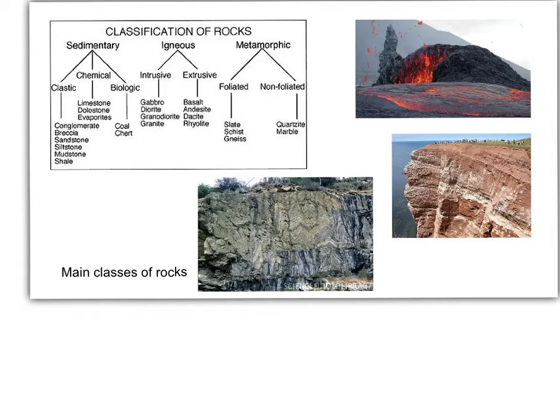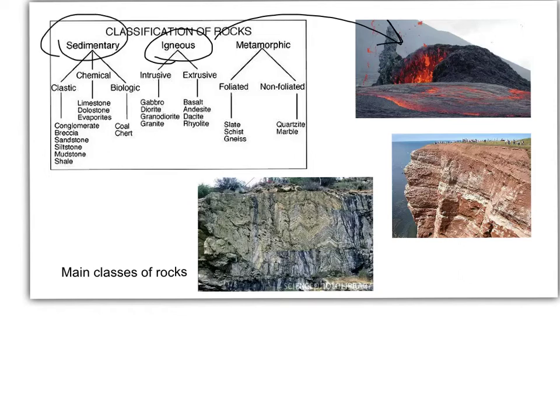So yes, clearly with rocks, we're talking about three basic rock types. We've got igneous rocks, which I've characterized here with this image of a solidifying lava flow. The key characteristic of igneous rocks is that these are rocks that crystallize directly out of molten rocks, and we'll talk more about that process.